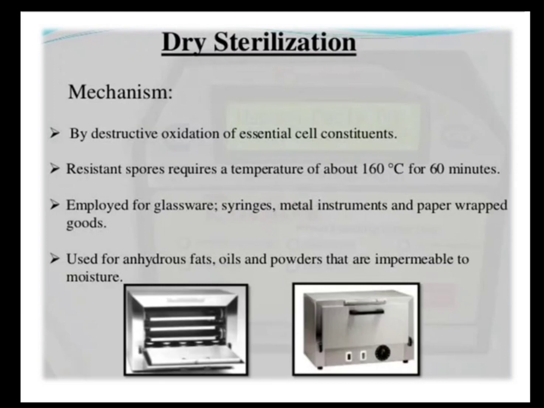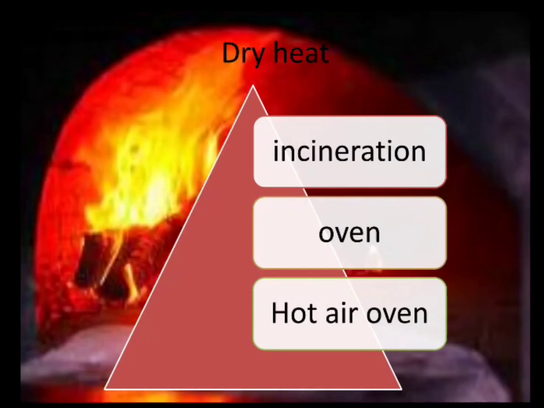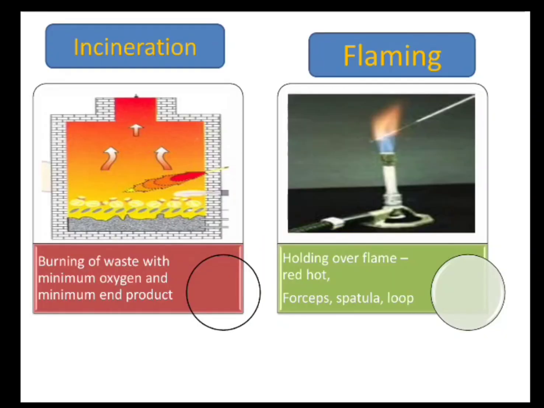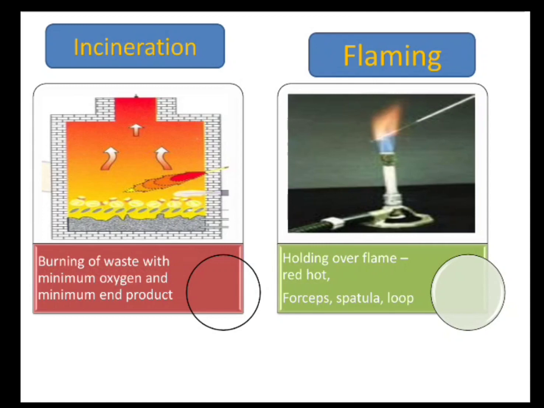You could use your syringes, metal instruments, paper wrapped goods. All these things could be sterilized using this dry sterilization technique. The first one under that is your incineration. Under the dry heat method of sterilization, incineration can be of two types: one is incineration and the other is flaming. Now, what is incineration? Burning of the waste with minimum amount of oxygen so that there is minimum end product that is obtained.